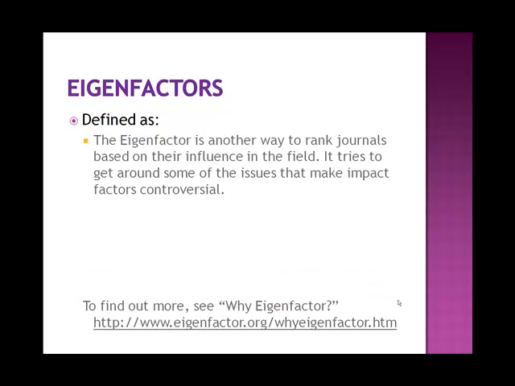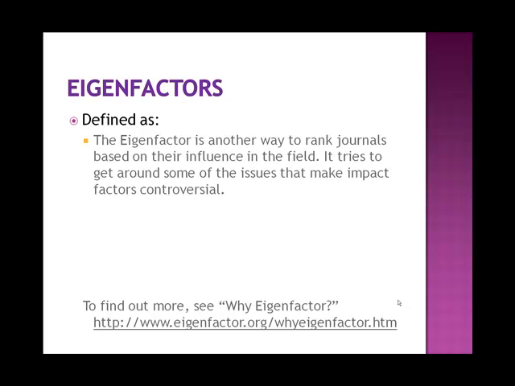Eigenfactors are another bibliometric measure similar to impact factors. The eigenfactor is another way to rank journals based on their influence in the field. It tries to get around some of the issues that make impact factors controversial. There are a few differences between the two. One of the most important differences is the journals that have eigenfactors versus the journals that have impact factors.